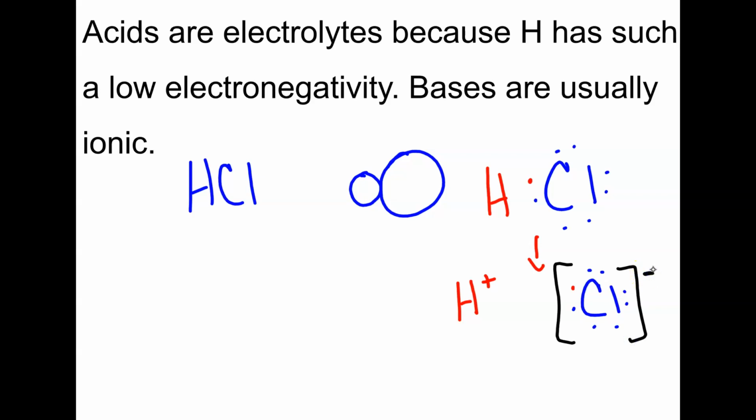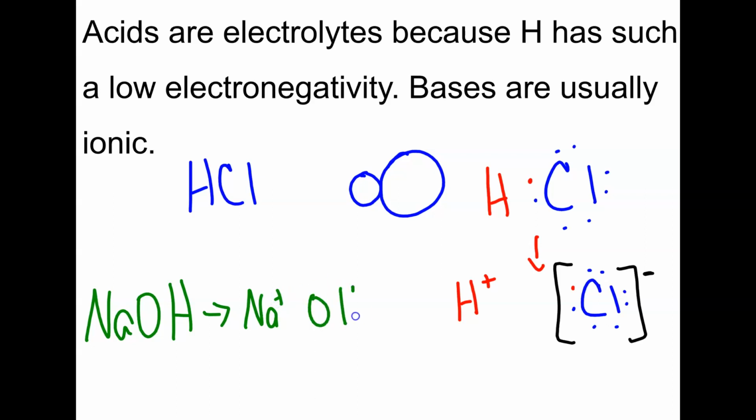So acids are special. They dissociate and form ions, which makes them electrolytes. Now, our most common base is sodium hydroxide. Sodium hydroxide is already ionic. You know that because it's made out of a metal and a polyatomic ion. So, when this gets into water, it is definitely going to break apart into the sodium ion and the hydroxide ion.